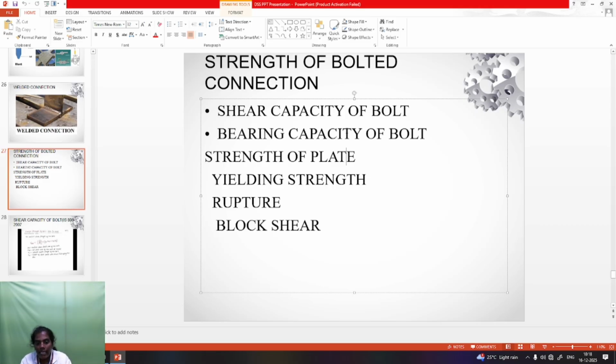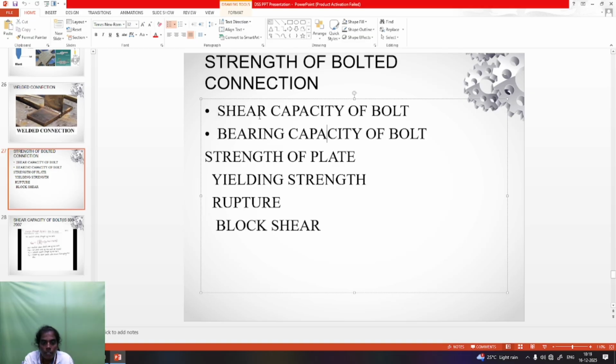Next one is bearing capacity. Bearing capacity means the bolt is connected to the member and the bolt is bent, or any one of the bolts is bending, which is bearing failure. To resist the bearing failure, you calculate the bearing capacity of the bolt. These are the bolt strengths.